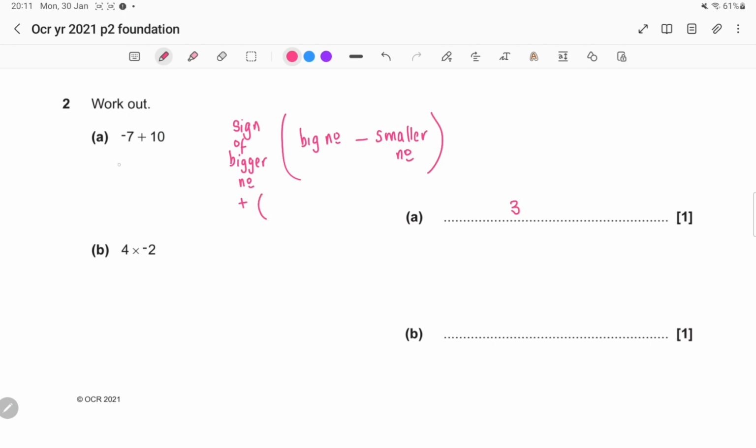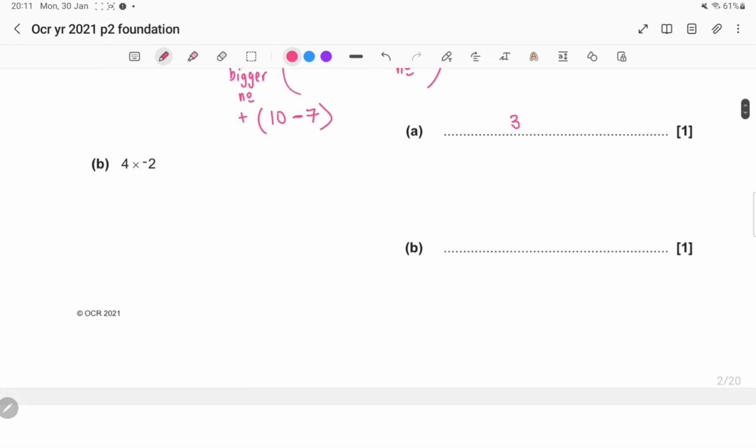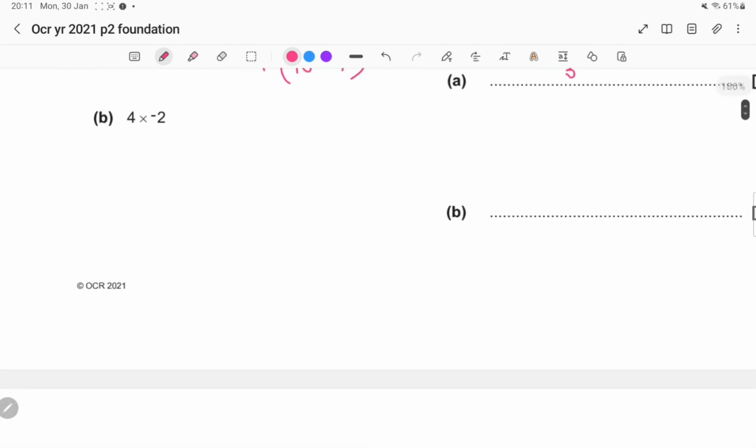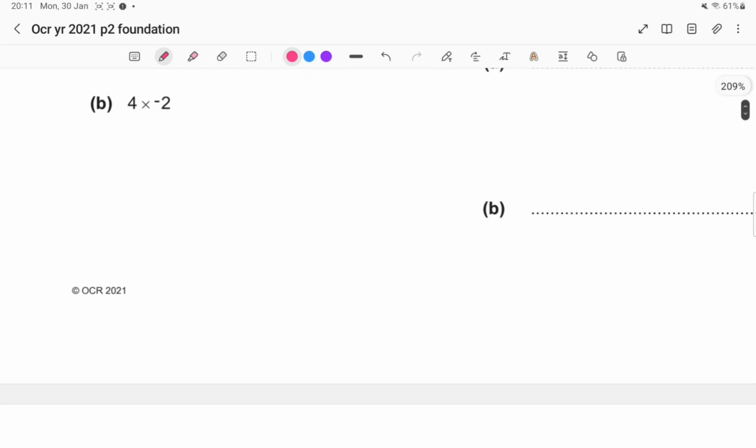And then what I need to do is take the big number and subtract the smaller number without any sign. So if we have -7 over here, I will just take 7. So that would be +3 or just 3. Part B, 4 multiplied by -2. So you know a positive and a negative will give a negative. So 4 multiplied by 2 will give me 8, so the answer is -8.